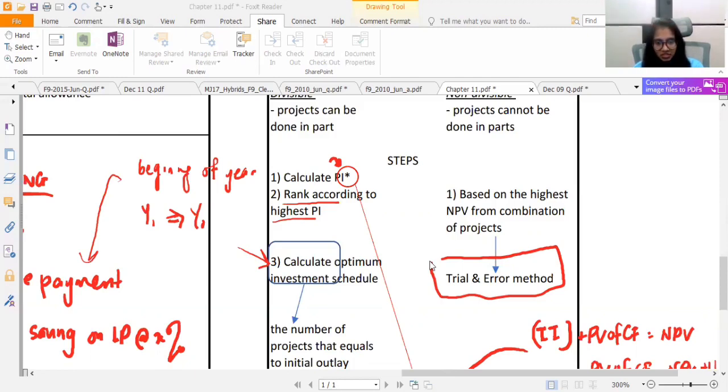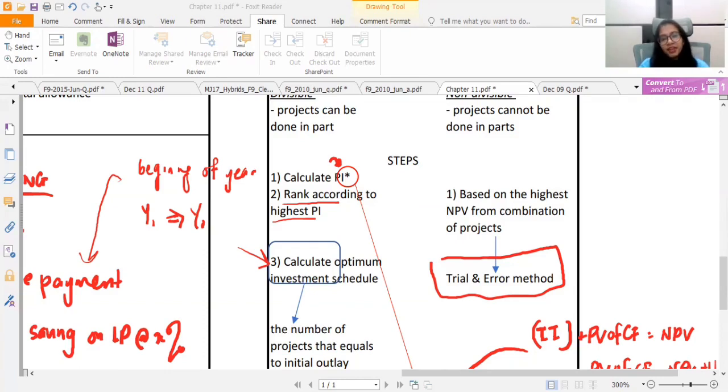Oh, sorry, I lost my screen. Okay, let's discuss a little bit on what are the problems relating to profitability index. The problem number one is that you can only use the profitability index for a divisible project. You cannot use it for a non-divisible project. So you are actually not taking into account the entire project that is offered to your company.